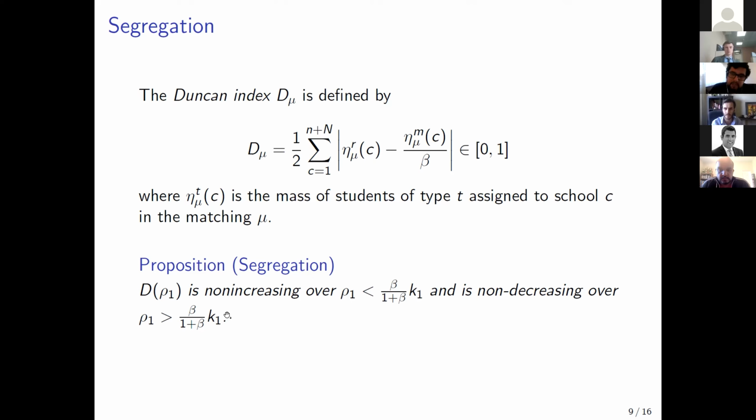So what this result is really saying is that segregation is minimized when the number of seats reserved for minority students in each school equals the share of minority students in the population. So the share of minority students in the population is beta over 1 plus beta. So reserves are useful for reducing segregation.